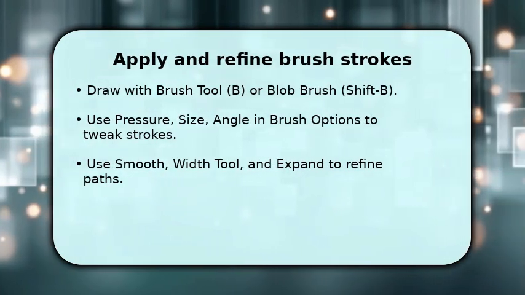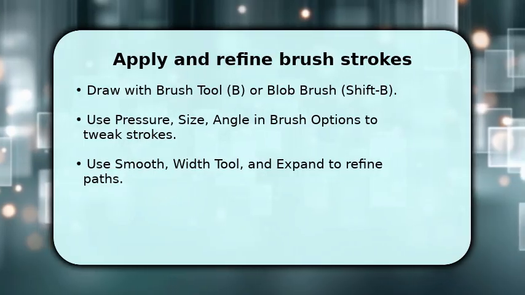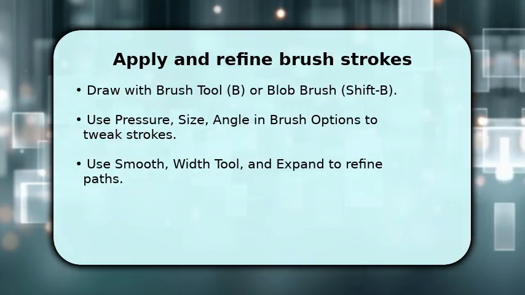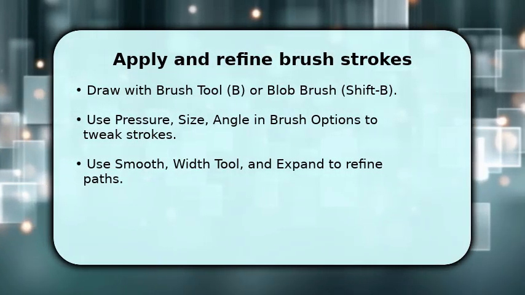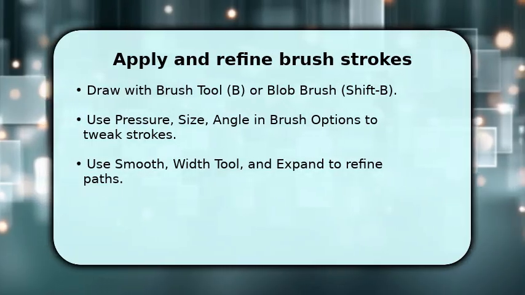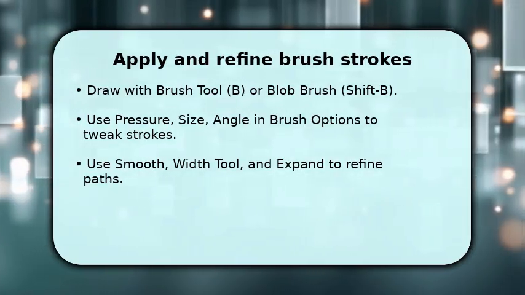If you need expressive variation, edit the brush definition. Double-click the brush in the panel and adjust roundness, diameter, and pressure dynamics. This changes how Illustrator renders subsequent strokes.